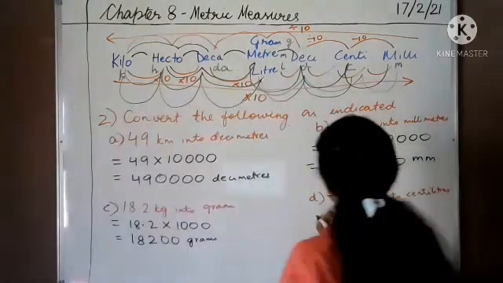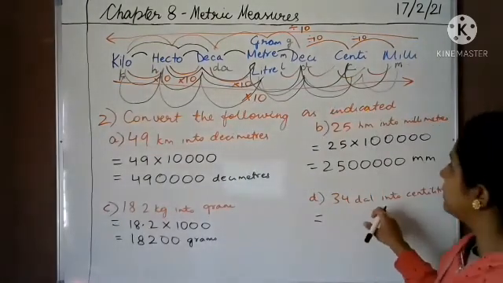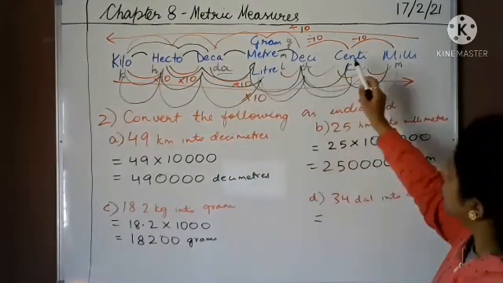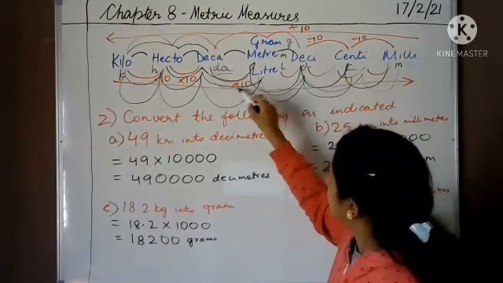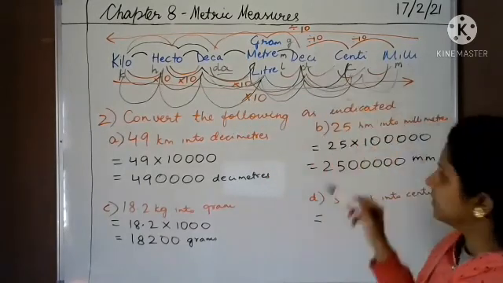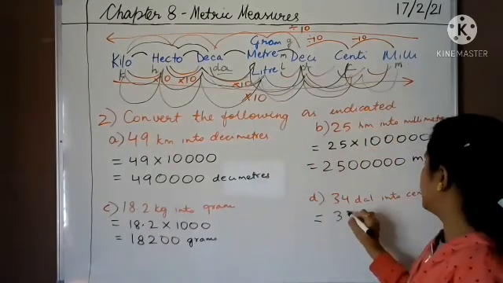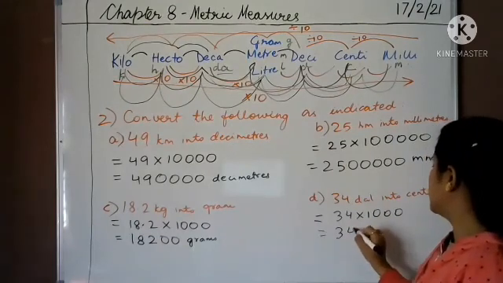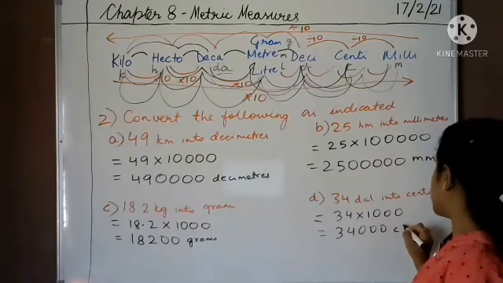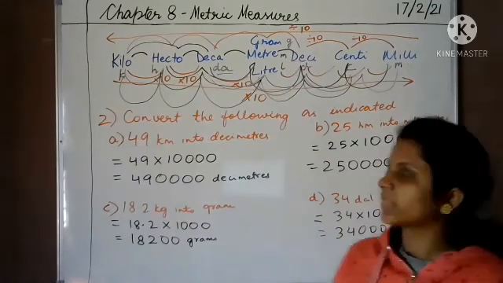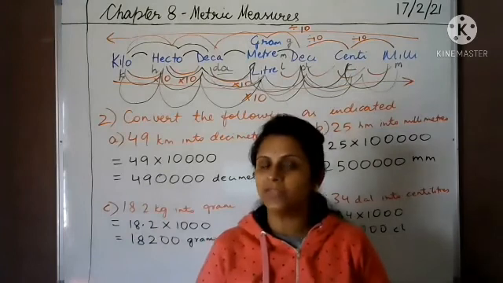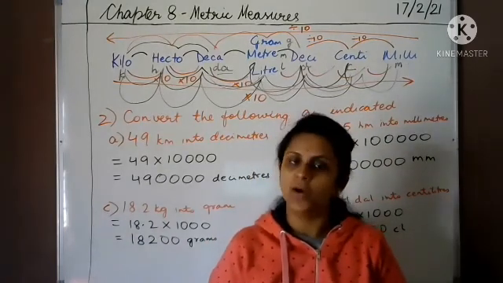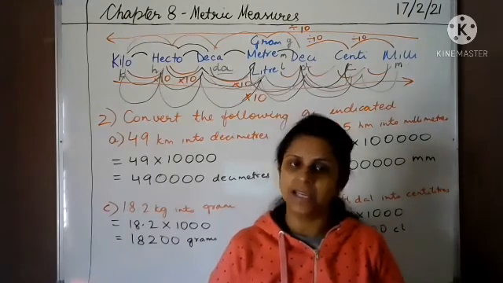Now next 34 DAL. DAL means decaliter. This one. So from decaliter we want to go to centiliter. So 1, 2 and 3. So 3 zeros. So 34 multiplied by 1000 which is equal to 34,000 centiliters. So children, the E and F from question number 2 will be there for your practice. You have to do it on your own. Now let's look at the next question.